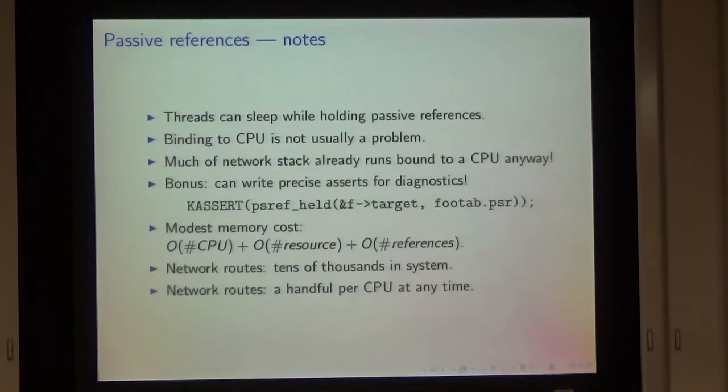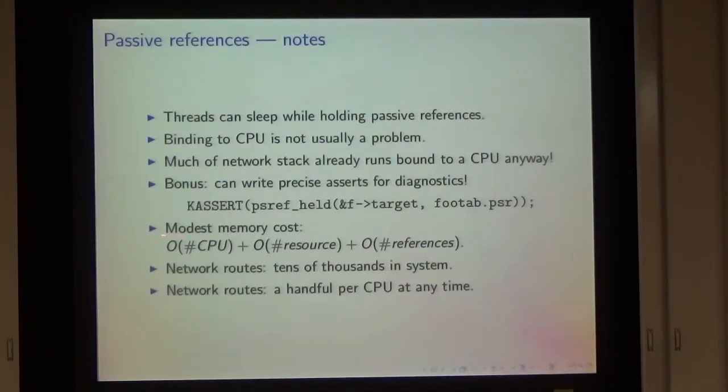Binding to one CPU is usually not a problem because a lot of the network stack already runs on a single CPU anyway. A lot of the network processing happens on whatever CPU it started on. It never switches, and processing a packet is usually a short operation, so it's okay if it can't migrate between CPUs. As a bonus, because we have a record of a list of the resources in use, we can write assertions for diagnostics, which has been very helpful for debugging. I'm sure Nakahara-san and Ozaki-san have used this a lot.